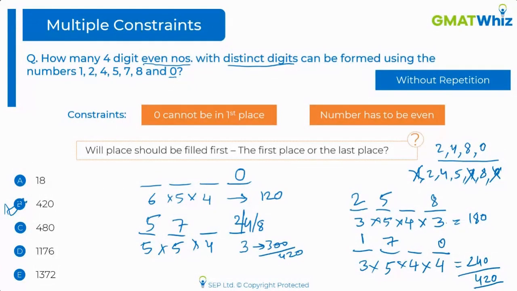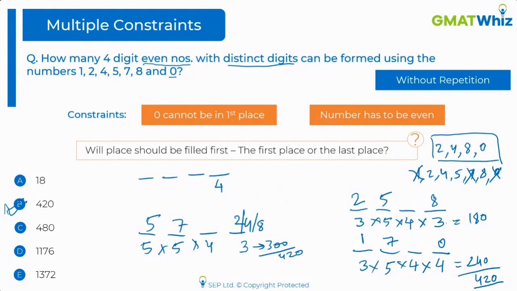Okay, so let me quickly talk about people who mark choice C. What they did was they actually used the last space first, but they did not take the case when 0 is there in the end. They said, okay, I have these 4 numbers in the end, so I can fill the last place in 4 ways. Any of these numbers can come, and they simply took out that number from the 7 numbers.